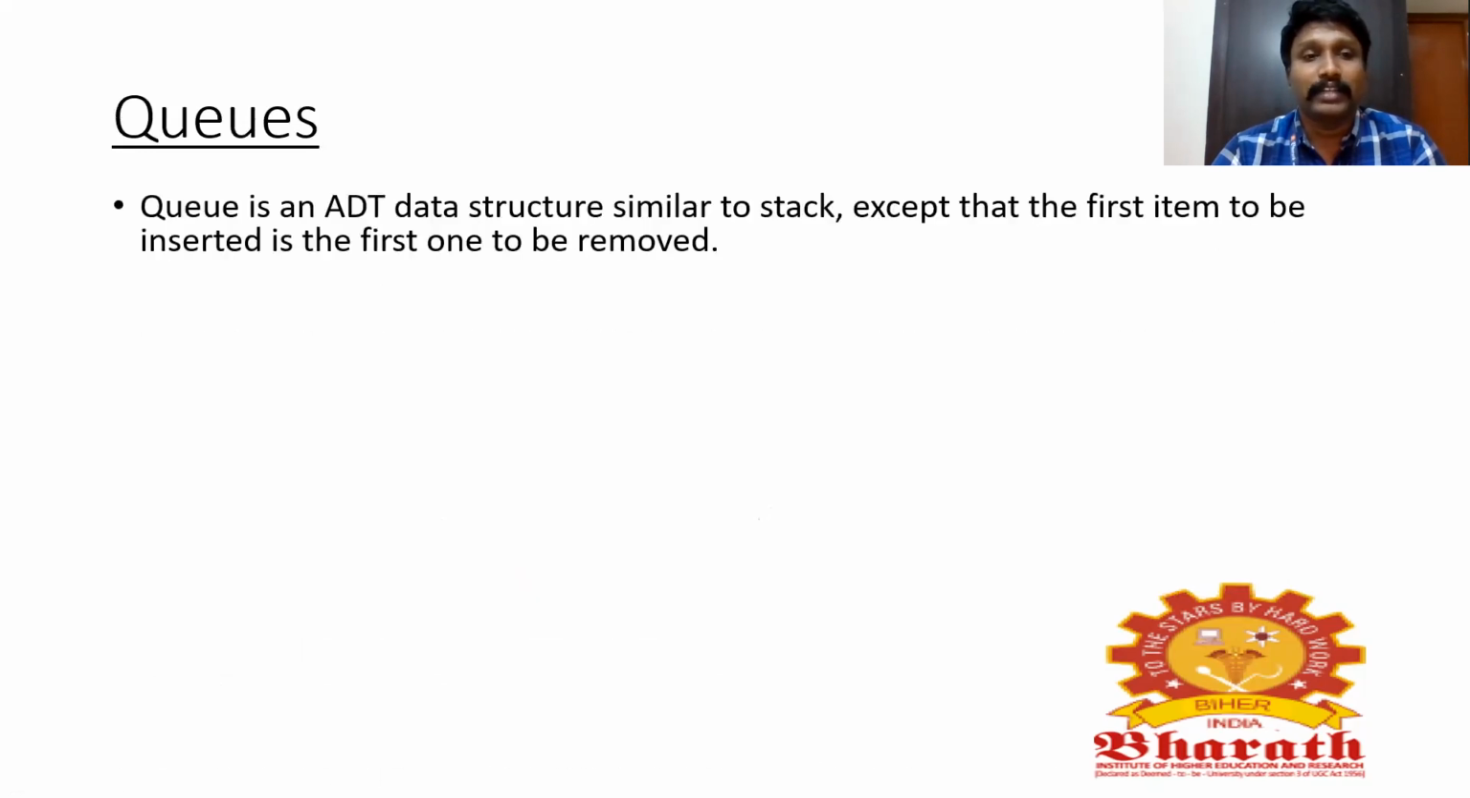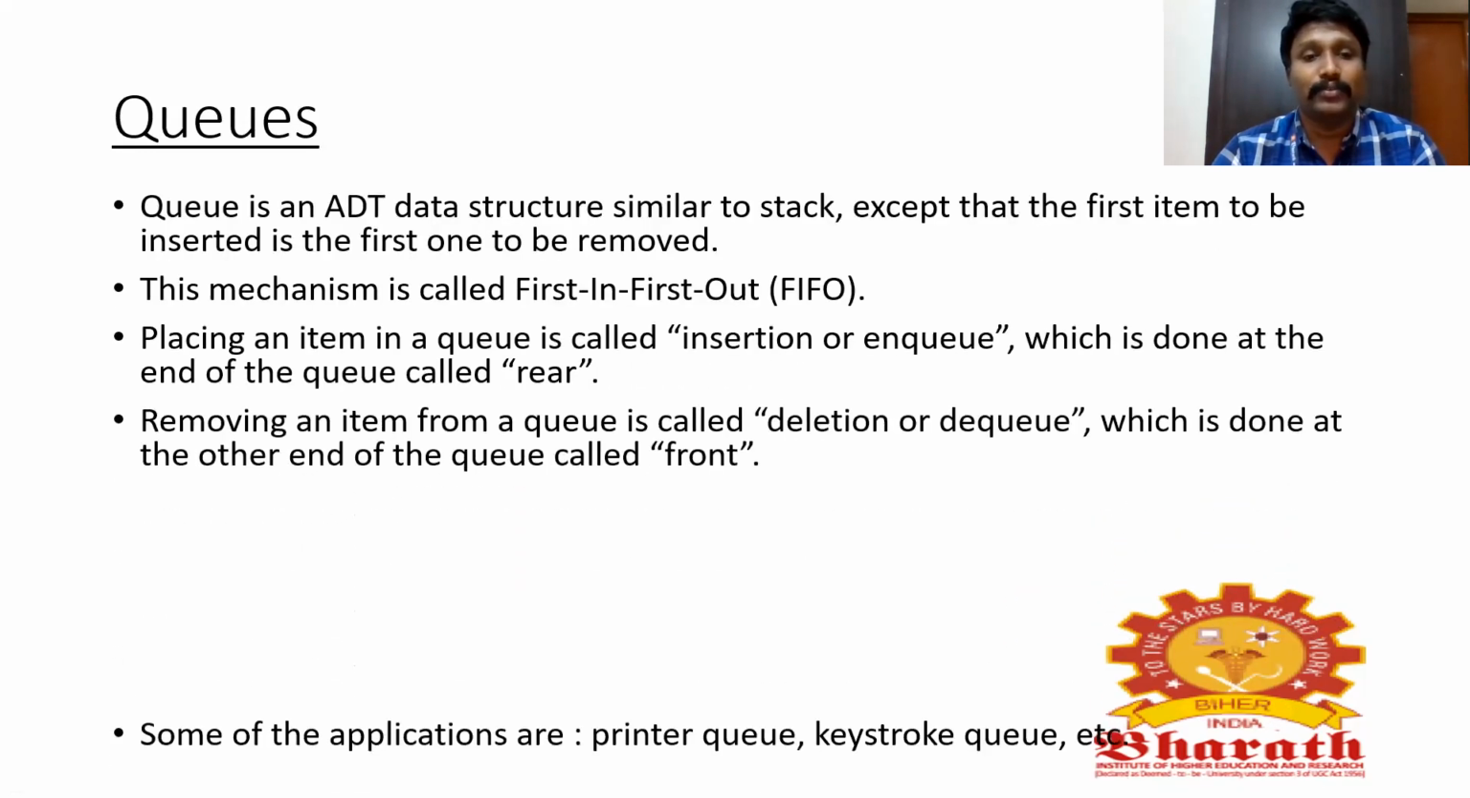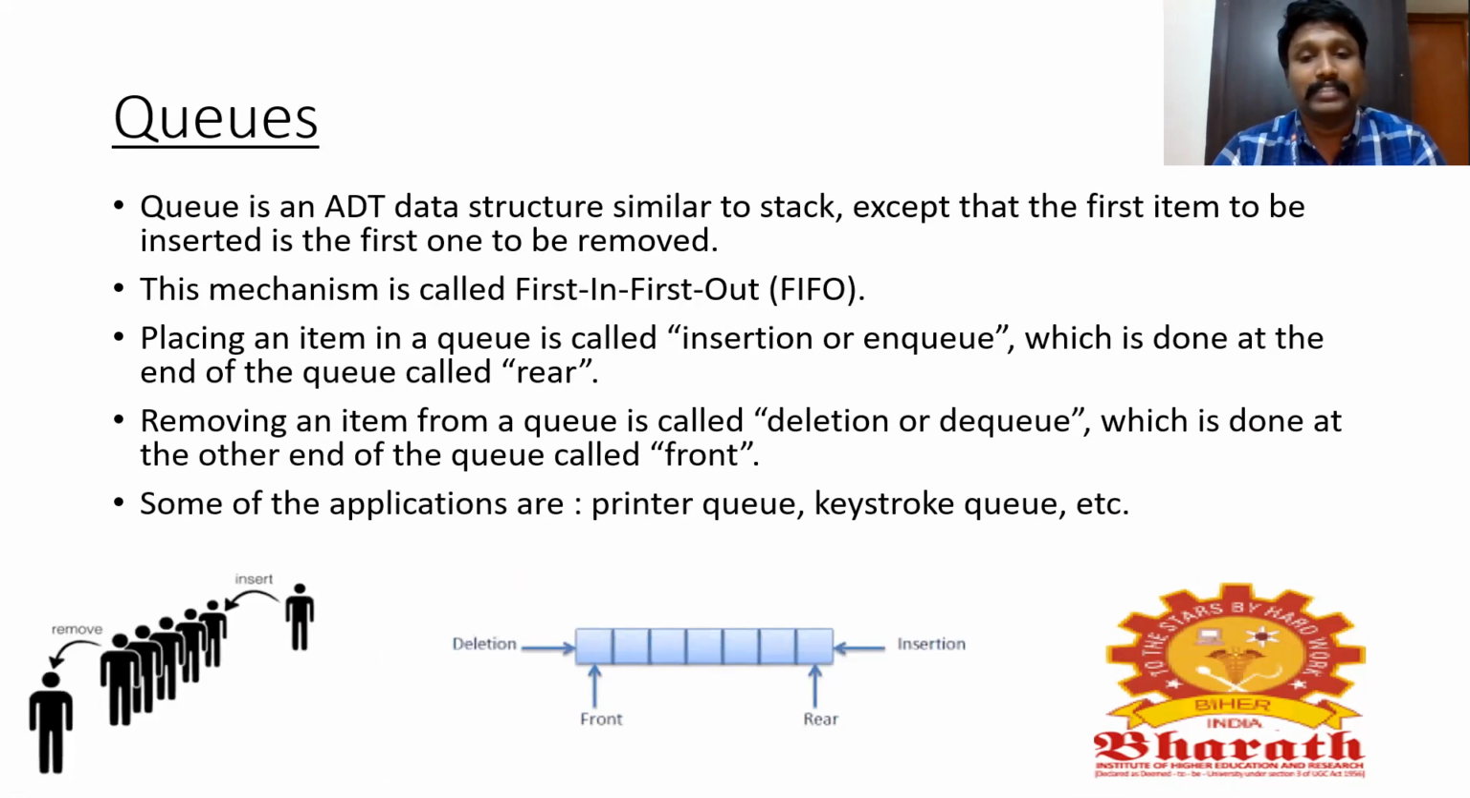Now we'll move on to the next important topic, which is called queue. So this is the queue, as you can see. A queue is also an abstract data type, similar to a stack, except the first item to be inserted is the first one to be removed. So listen carefully. A queue follows a mechanism called FIFO. What is FIFO? First in, first out.